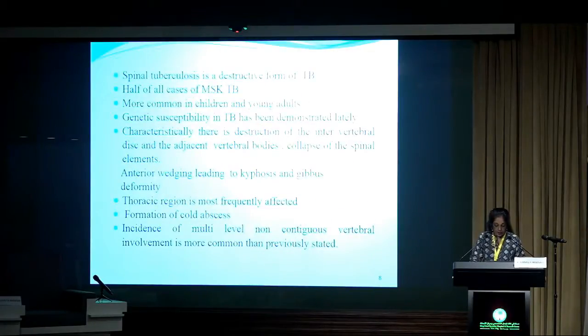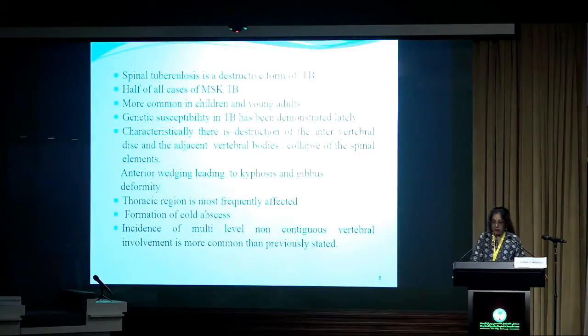Spinal tuberculosis is a destructive form of tuberculosis. Half of all musculoskeletal TB is spinal, most common in children and young adults. Genetic susceptibility to TB has been demonstrated. Characteristically, as mentioned earlier in her lecture, there is destruction of the intervertebral disc and the adjacent vertebral bodies with collapse of the spinal elements, anterior wedging, which leads to kyphosis and gibbous deformity.